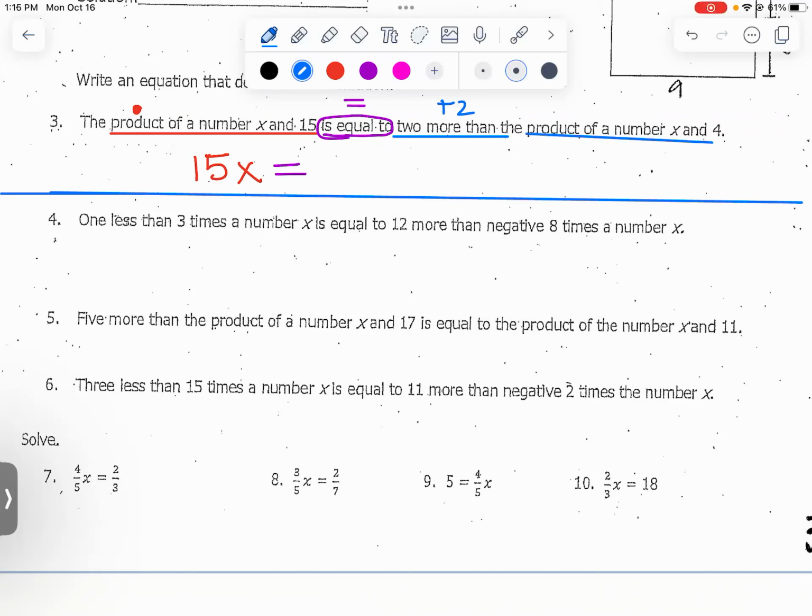The product of a number x and 4. So product means multiply. Okay. 2 more than means we need the plus 2. A product of 4 and x. Now, I'm going to write 4x plus 2 because when I say 2 more than, that's one of those turnaround phrases.